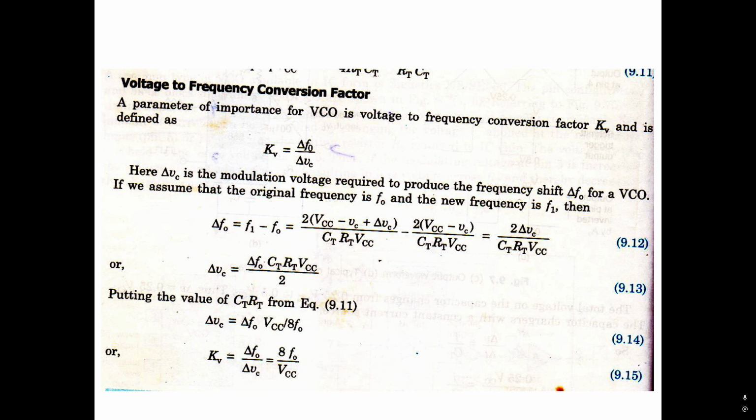So now substituting the value of CT RT, we get delta VC equal to delta f0 VCC divided by 8 f0. So the frequency conversion factor kV equals delta f0 by delta VC, which equals 8 f0 divided by VCC.